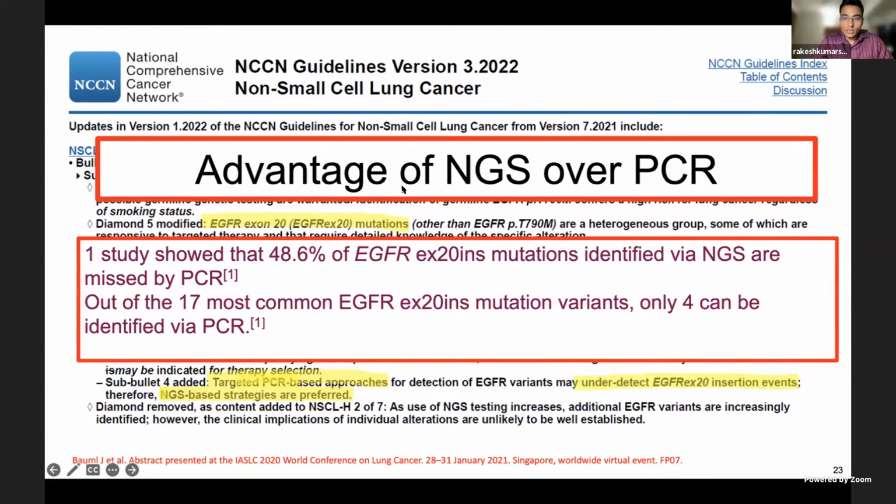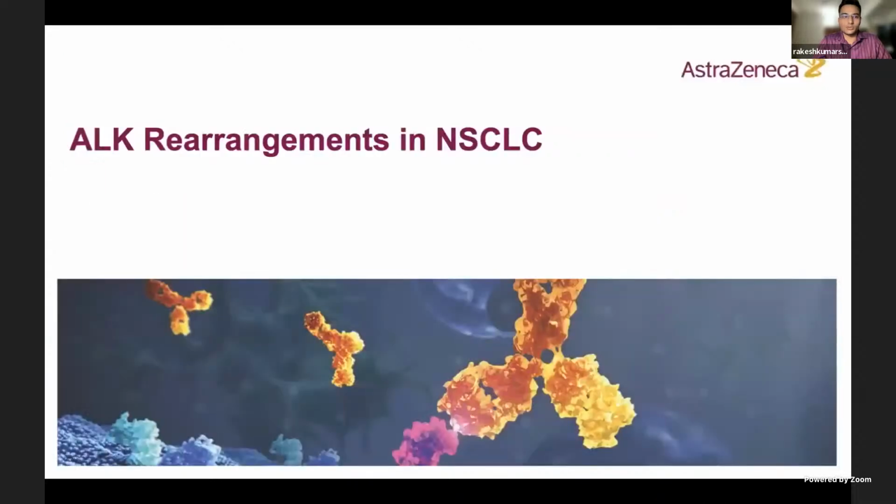So what is the advantage of NGS over PCR to detect EGFR mutation? According to various studies, about 45 to 50% of EGFR exon 20 insertion mutations can be missed by PCR, which can be detected by NGS. Out of the 17 most common EGFR exon 20 insertion mutation variants, only 4 can be identified via PCR. So NGS clearly has an advantage over PCR in terms of detecting various EGFR mutations.